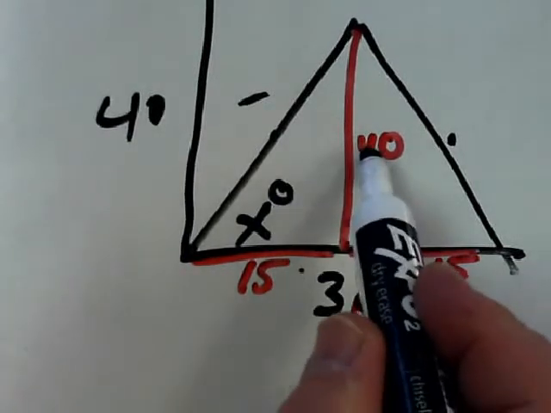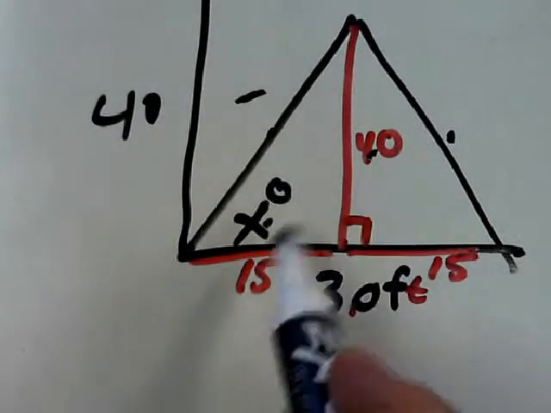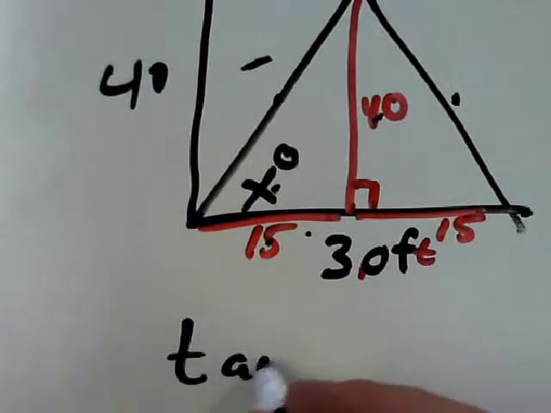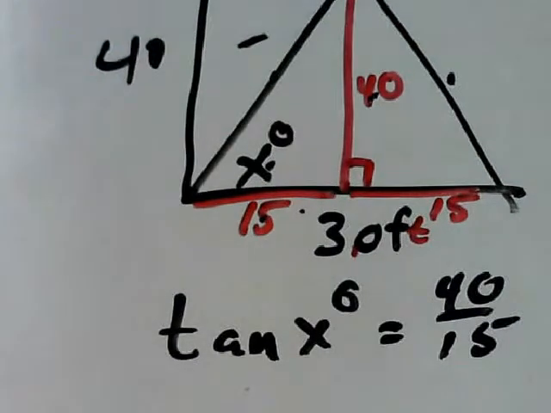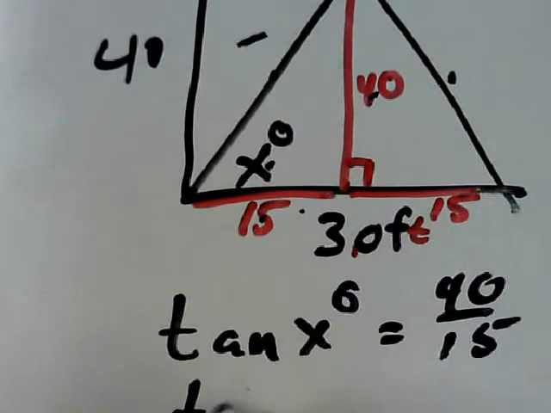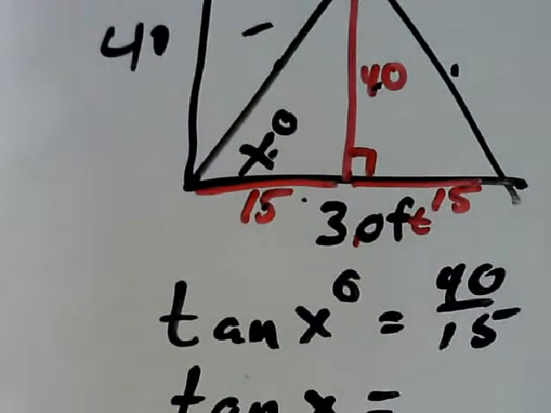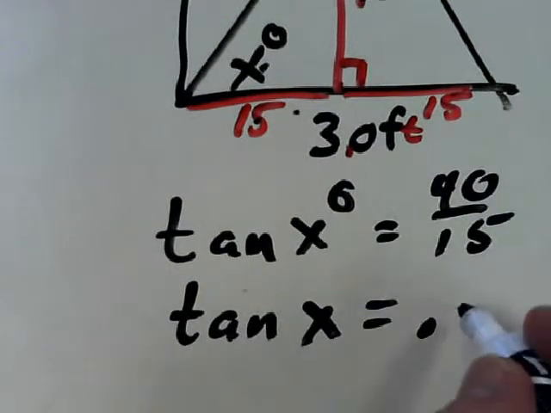If I looked at the 40, how does the 40 relate to the X? Opposite. It's opposite. Okay? How does the 15 relate to the X? Which is adjacent. So can I use the tangent of X equal 40 over 15? Which means the tangent of X is going to be 40 over 15, right? What is 40 over 15 as a decimal? 2.667.